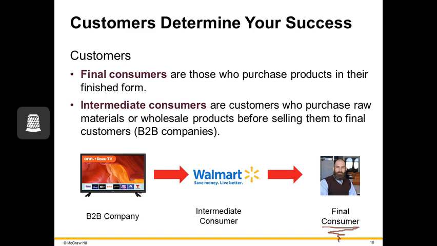All right. Let's say I go to Walmart to buy that TV. Walmart will be the intermediate consumer. And the reason for that is that Walmart is selling to me, but they're purchasing the TV from someone else. Okay. And then let's say that TV happens to be the brand on. They're going to be a B2B company, because they're a business and they're selling to Walmart, who is also a business. They are not selling directly to me. So they're going to be a B2B company.